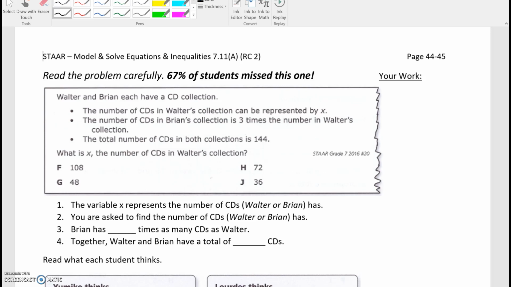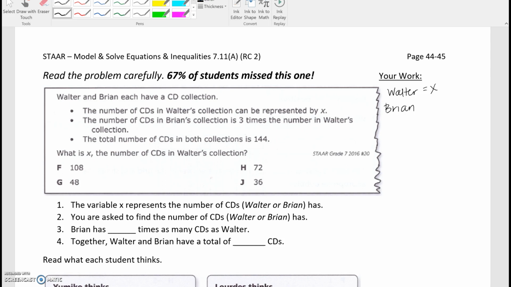Hello everybody. So we are on page 44 in our workbook and we are starting modeling and solving equations and inequalities. So this first problem says Walter and Brian each have a CD collection. The number of CDs in Walter's collection can be represented by X. So I'm going to go ahead and make a note. So we have Walter is X.